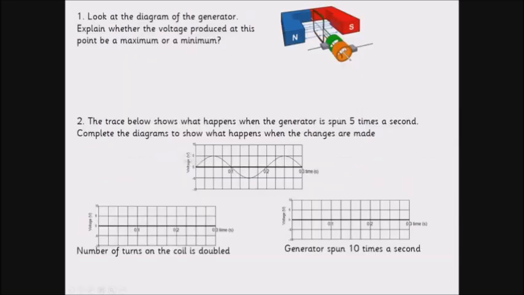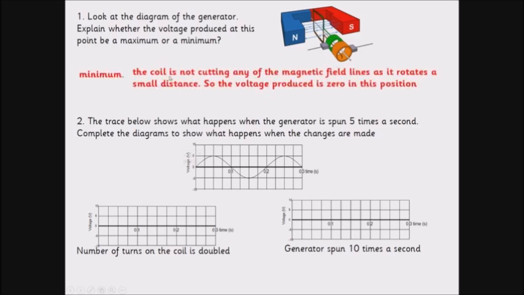We've got a split ring commutator, so this must be producing alternating current. Look at the diagram of the generator. Explain whether the voltage produced at this point is a maximum or a minimum. So here we can see the coil is vertical, it's not cutting through any of the field lines, so it must be a minimum. As I've said, the coil is not cutting any of the magnetic field lines as it rotates, so the voltage produced is 0 in this position.